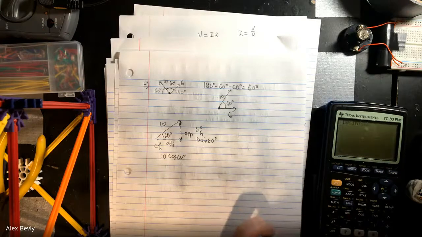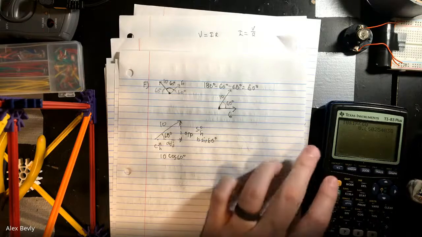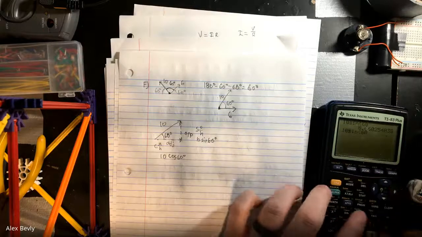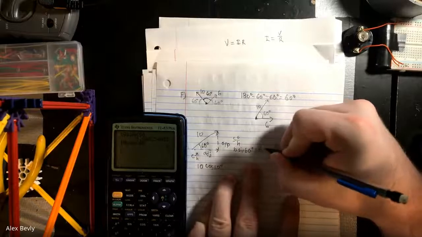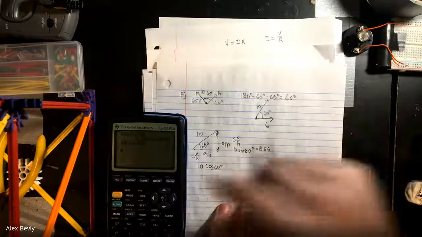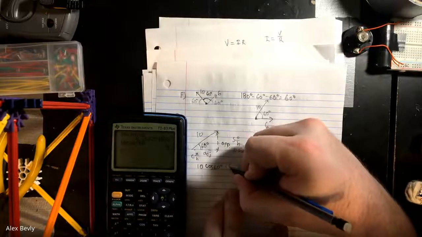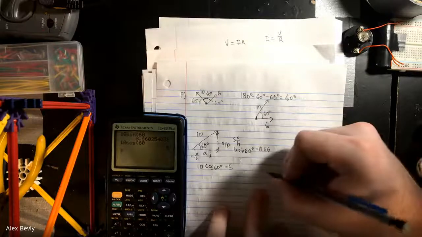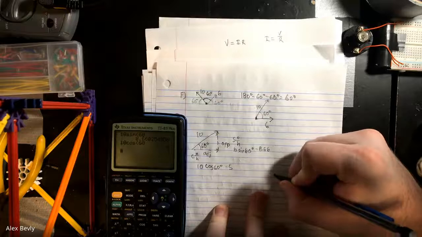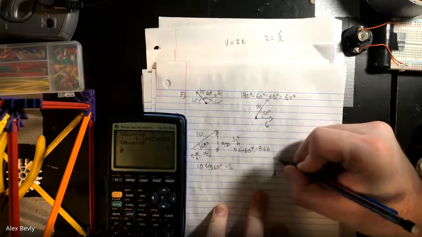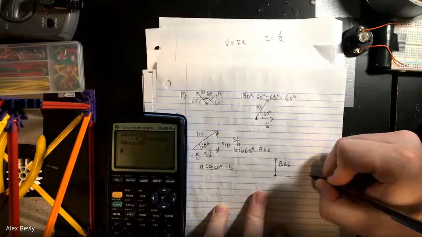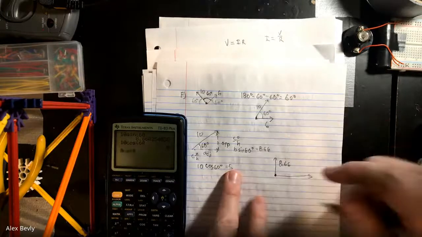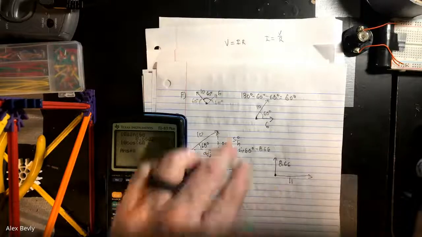10 sine 60 is going to be the weird looking one, 8.66, but 10 cosine 60 should be real nice and easy because cosine 60 is 1/2. So our sine is going to be up 8.66. Our cosine is going to be 5. So let me draw this out. We go up 8.66. And then this side, we have 6 to the right and 5 to the right, so we're going to be 11 to the right.